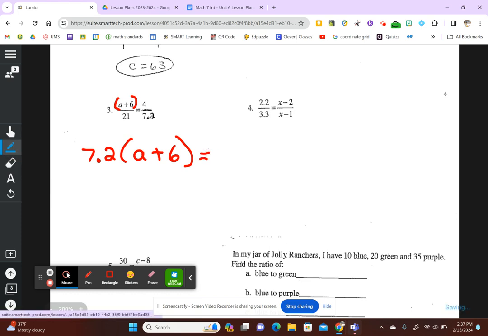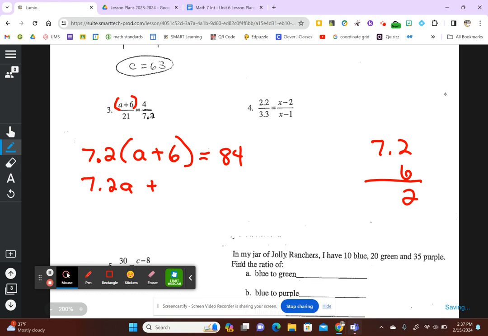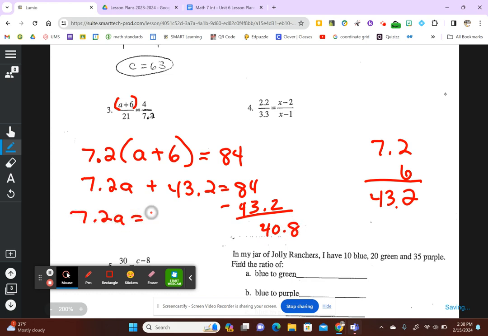21 times 4 is 84. So this becomes 7.2a plus, and 7.2 times 6 is 12, carry the 1, is 43.2 equals 84. And 84 minus 43.2 is 40.8. So I have 7.2a equals 40.8. I divide by 7.2.